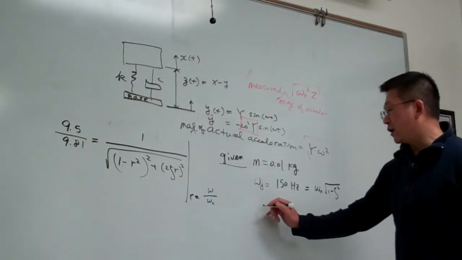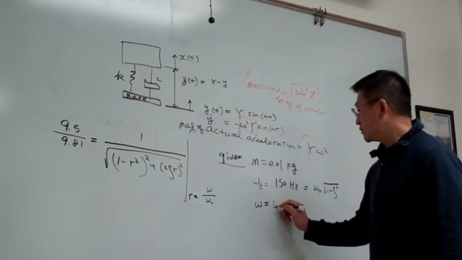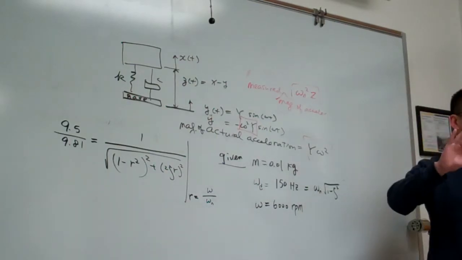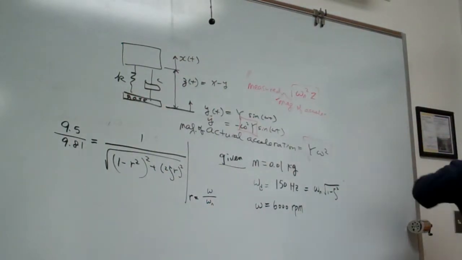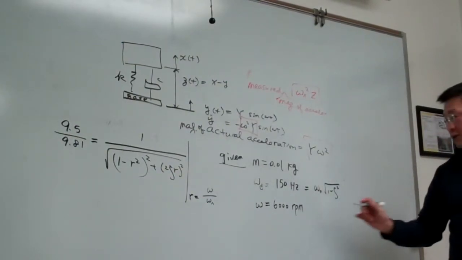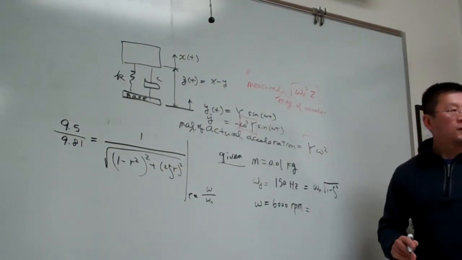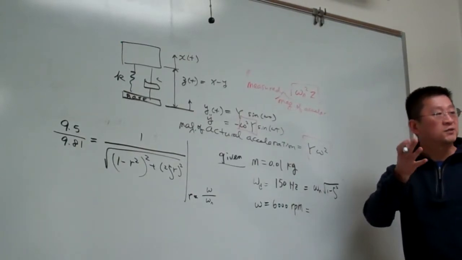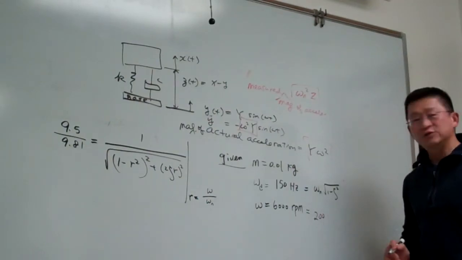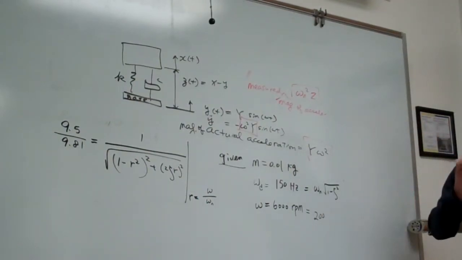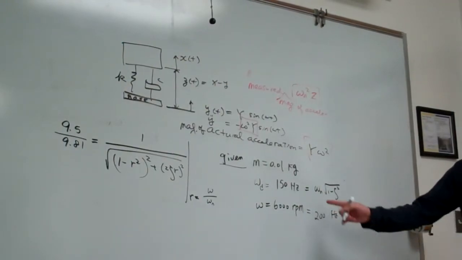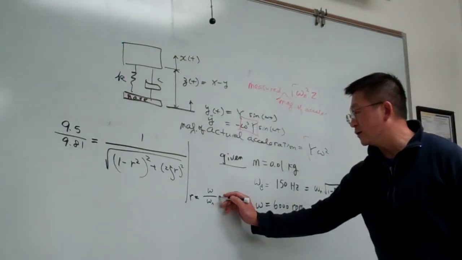So what is our omega? Omega equals 6,000 RPM. RPM means rotations per minute, so that means rotating 6,000 rotations per minute. How many turns in seconds? Simply divide by 60, so that means 200 turns per second. Turns per second is basically hertz. So let me pick up the hertz.